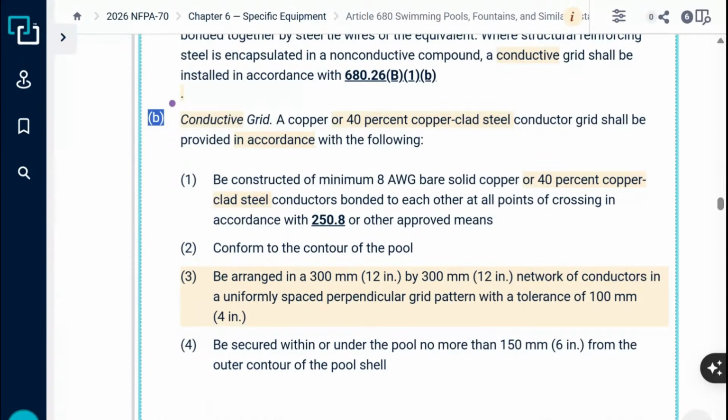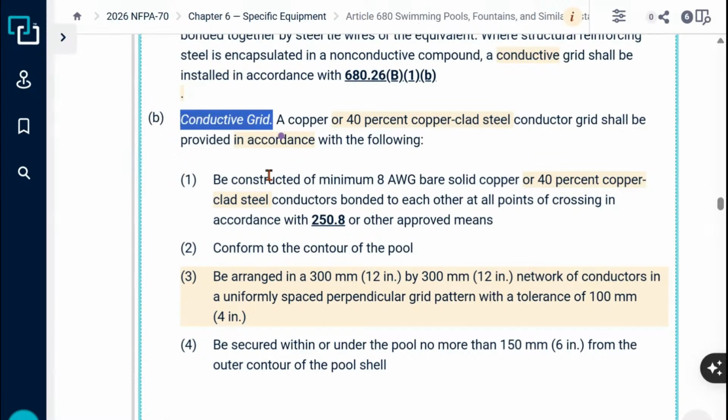All right. So anyway, if it is encapsulated, then it's non-conductive compound. So that rebar is simply there, structural now. That's it for the pool. It's not going to help us with the voltage gradient. It's not going to help us with anything like that. So now we've got to go and do a grid. So here's the grid, conductive grid.